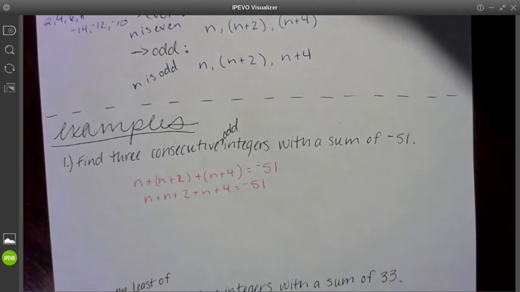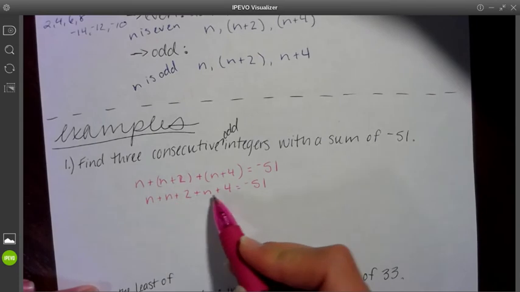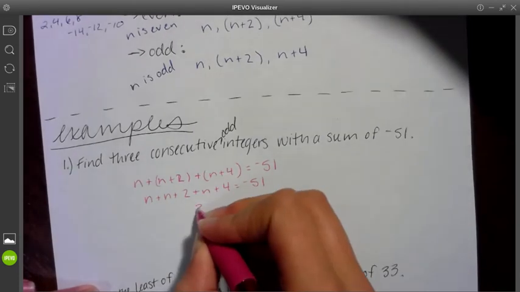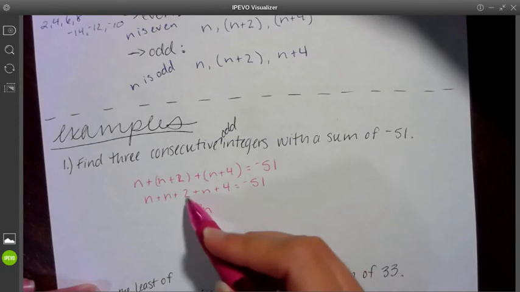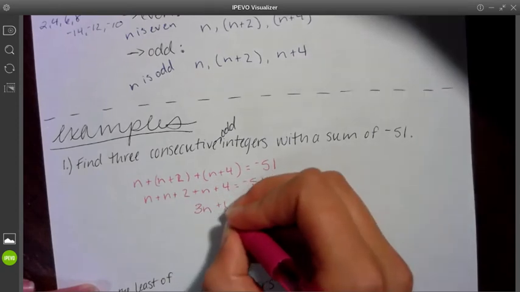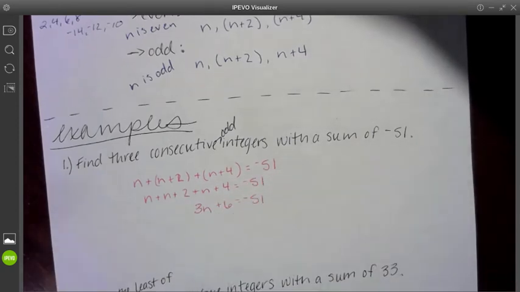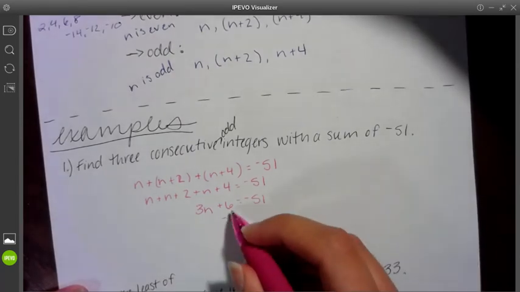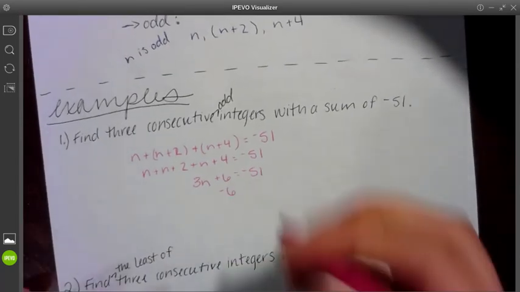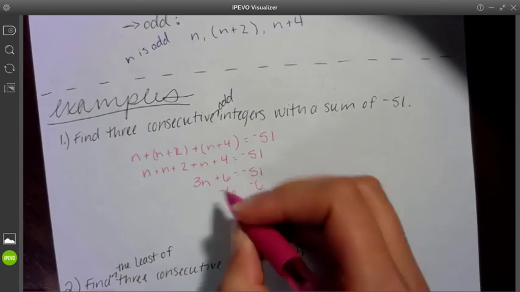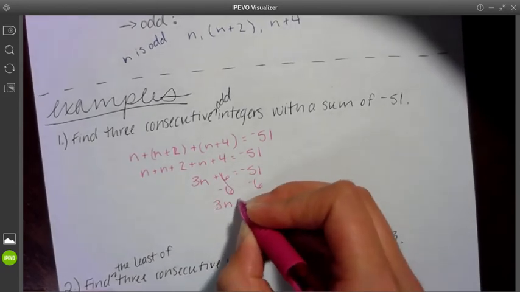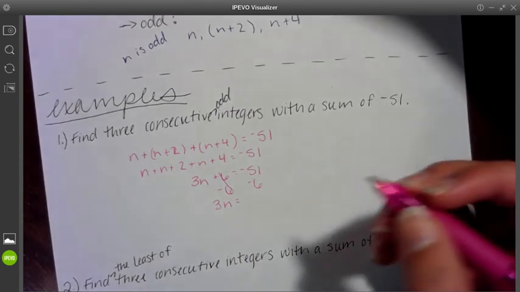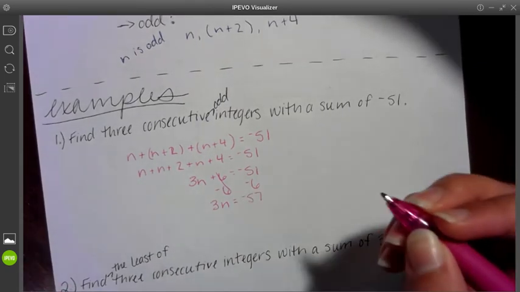Well, we have some like terms. We have 1, 2, 3 n's. So if we add those together, we get 3n. And then our 2 and our 4, 2 plus 4 is 6. Now that looks like something we're used to. Let's solve for n. So we're going to subtract 6. We do PEMDAS in reverse order. So subtract 6, that'll cancel, and we have 3n equals negative 51 minus 6 would be negative 57.